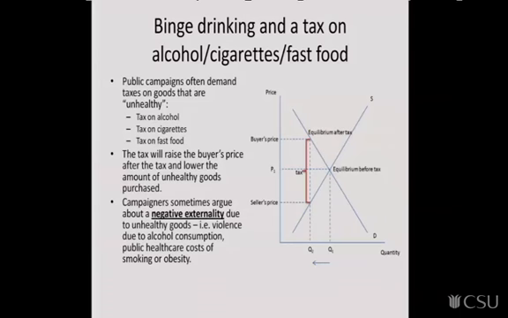Or they might say there's too much fast food eaten, therefore too many Australians are obese. So we want to reduce the costs of obesity on healthcare. So what we'll do is we'll put a tax on fast food to reduce the amount of obesity in society by reducing the consumption of fast food. So the public health campaigners are actually starting to talk like economists.